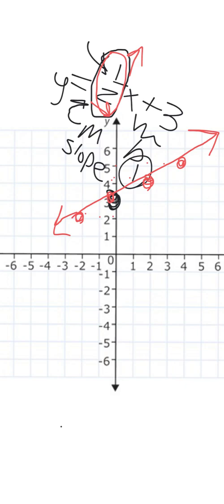That means that if you sell 6, you will make 6. And that's how you plot in slope-intercept form.